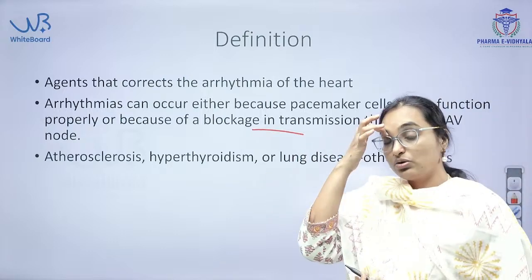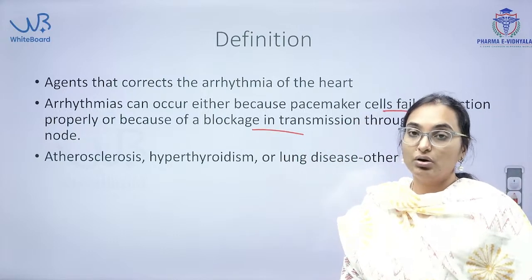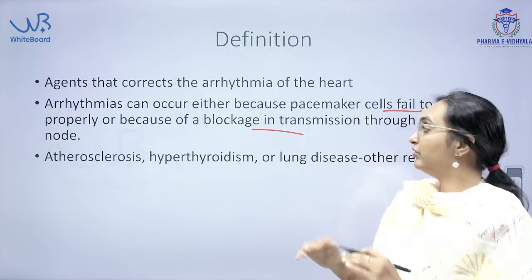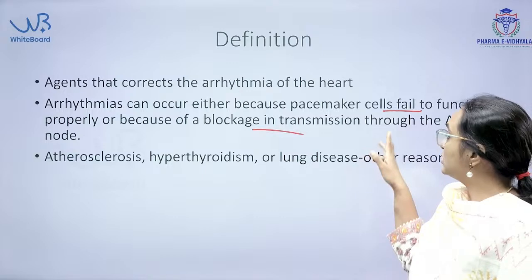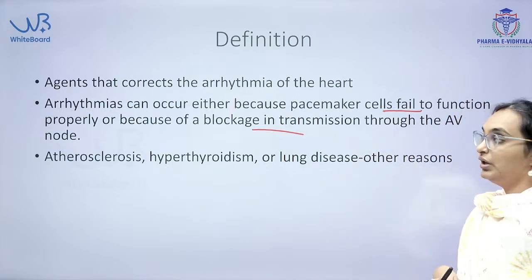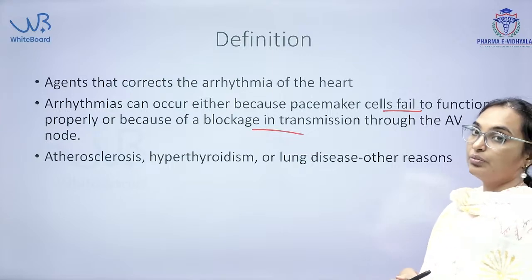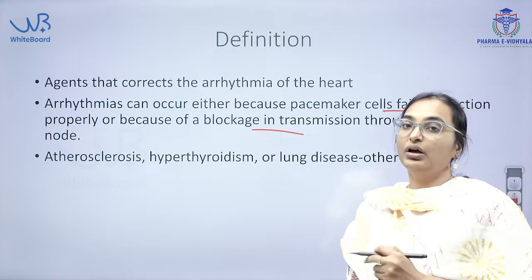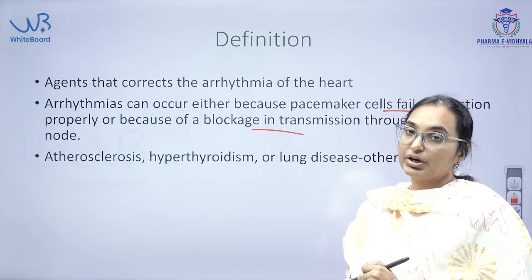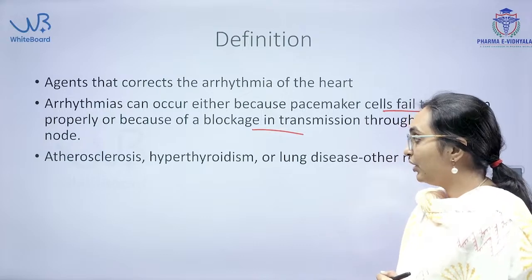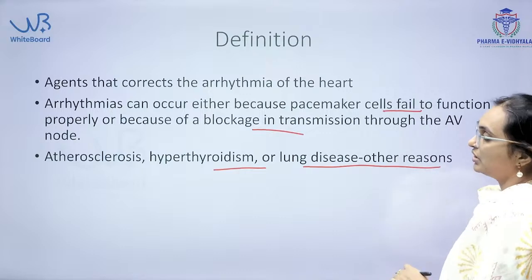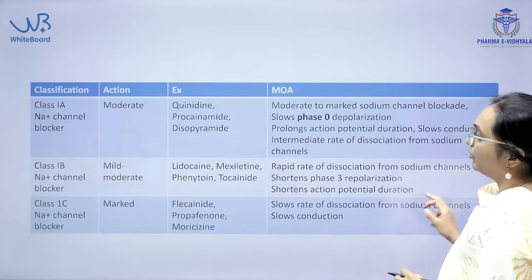through the AV node. So, irregular heartbeat, okay, when there is a block in the transmission of this wave through the AV node, and also when the pacemaker cells fail, arrhythmia occurs. So, that arrhythmia is this irregular heartbeat. Arrhythmic conditions can be treated by anti-arrhythmic drugs. Atherosclerosis, hyperthyroidism and lung diseases are the other reasons for causing this arrhythmia.